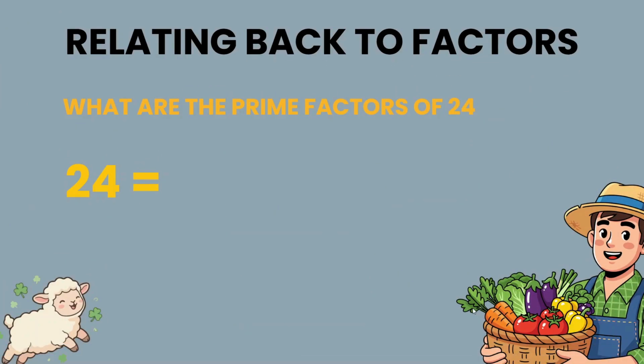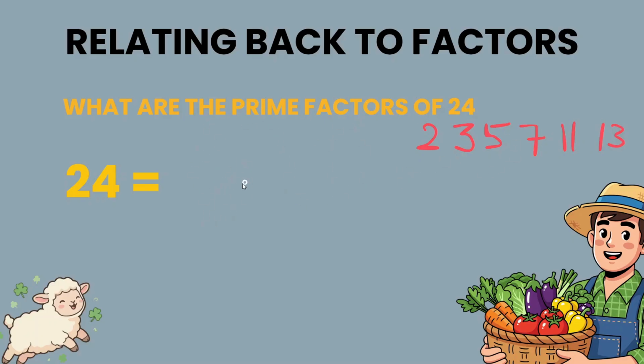Now let's try a question. If we were to do 24, first we have to find the prime factors of 24. Do you remember the first step of finding the prime factors? You list out the first 6 prime numbers. What are they? 2, 3, 5, 7, 11, and then 13.